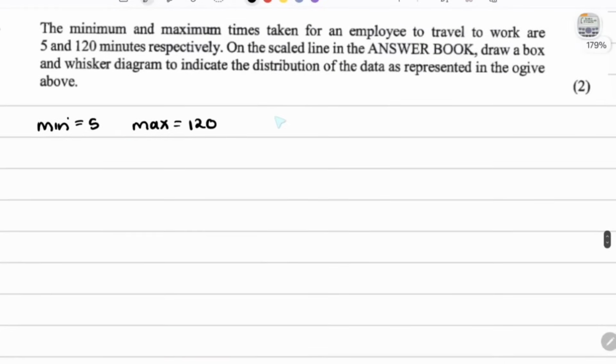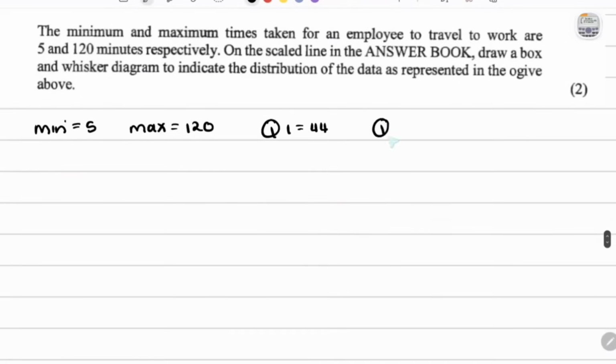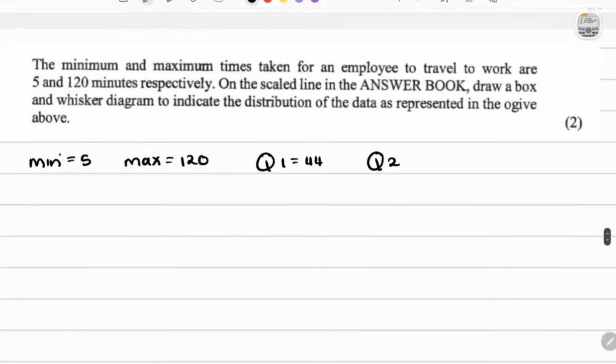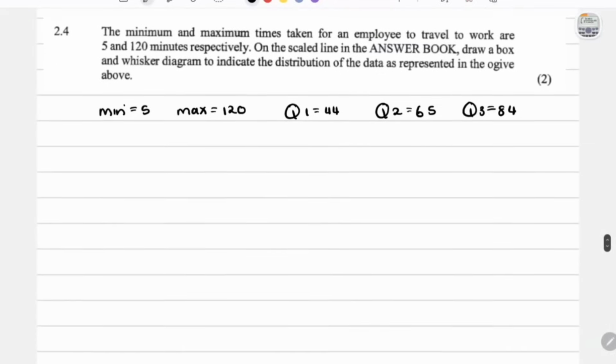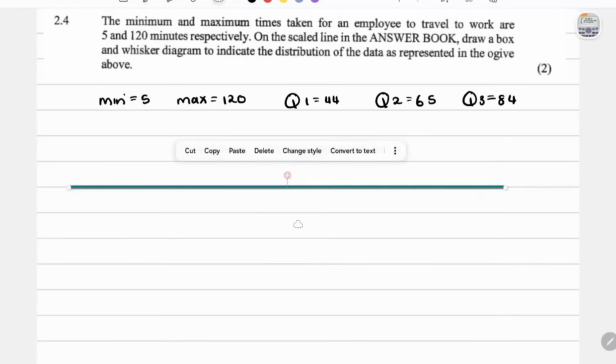We have minimum, maximum. We have Q1, which was 44. We have Q2. That was 65. Okay, 65, and we have Q3, which was 84. Okay, so we have everything. So to draw this down, looking at the numbers that we have, because I don't have that answer book, we'll use a number line. So we draw a number line, and you're going to have to now think about how you're going to count on this number line.